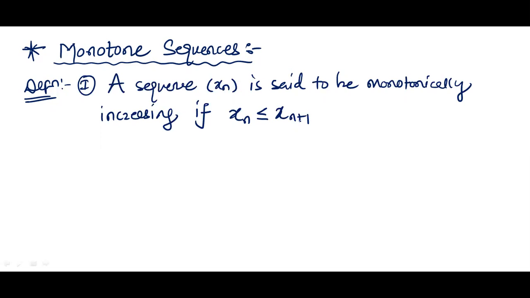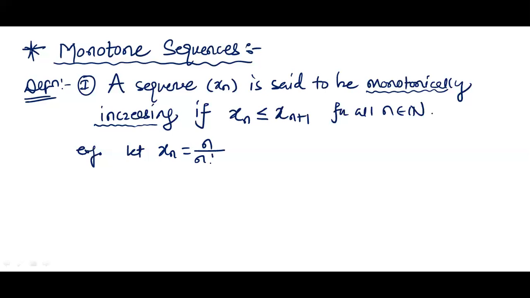Any term of the sequence is always less than or equal to its next term, and it should be true for all n. Then the sequence xn is said to be a monotonically increasing sequence, meaning the terms of the sequence are in increasing manner. For example, let xn is equal to n upon n plus 1 for all n belongs to N.